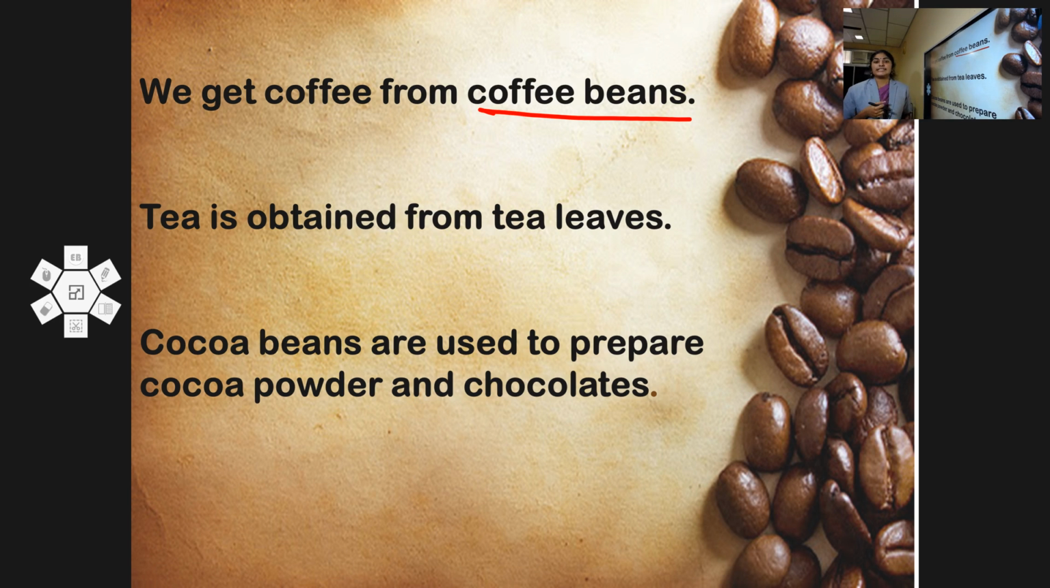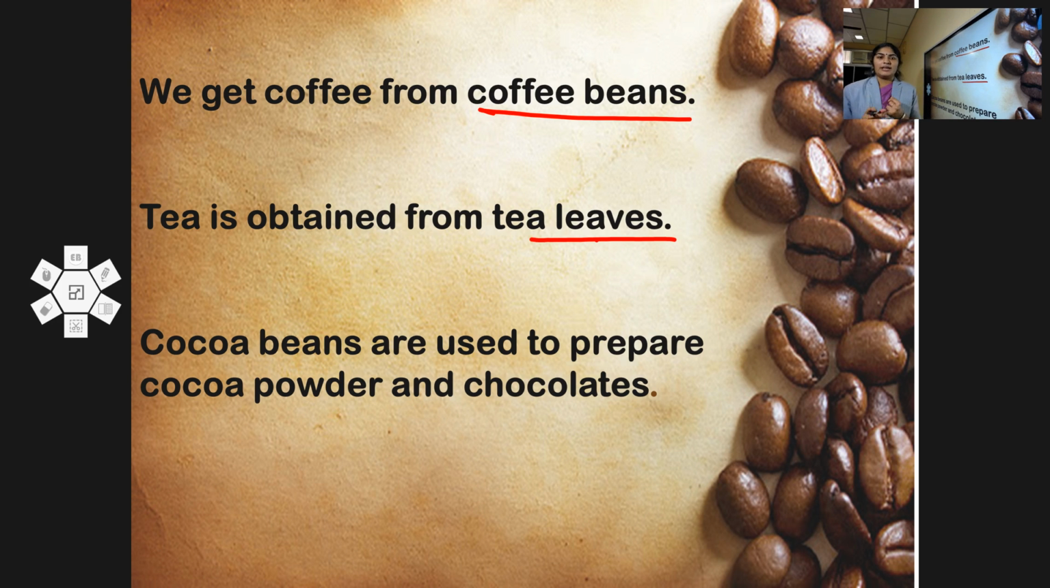Next, from where do we get tea? Tea is obtained from the tea leaves. So remember the part which is used to produce tea. It is the leaves of the tea plant. How do we produce tea from tea leaves? First we collect the tea leaves, then we dry them, then we powder them to make the tea.